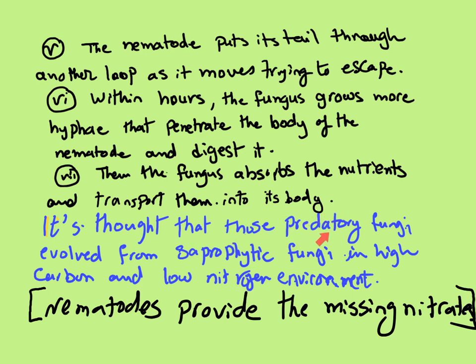It is thought that those predatory fungi evolved from saprophytic fungi in a high carbon and low nitrogen environment, because nematodes here provide the fungus with the missing nitrates. Because when the fungus digests the body of the nematode and absorbs the nutrients, most of those nutrients are nitrates. This is why the scientists thought that they were predatory fungi that had evolved a long time ago from saprophytic ones when the environment was having too much carbon and very low nitrogen.